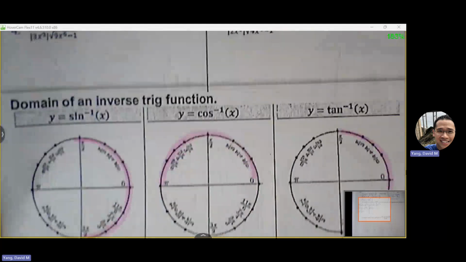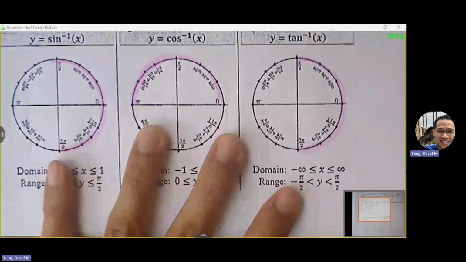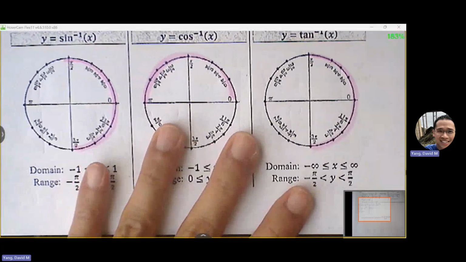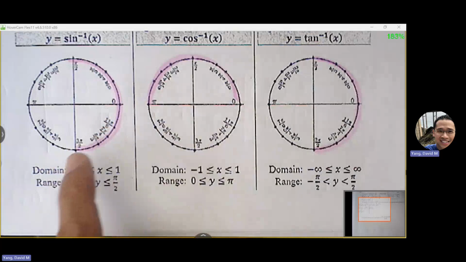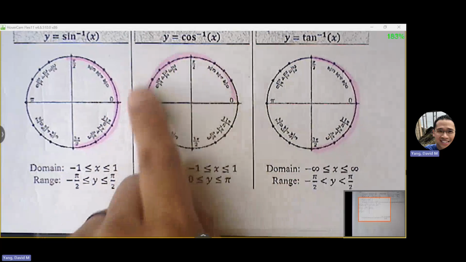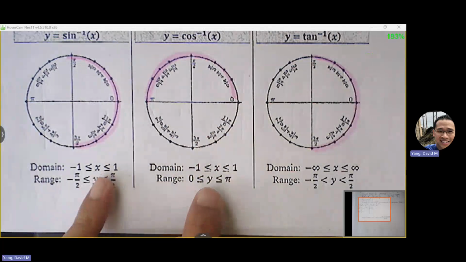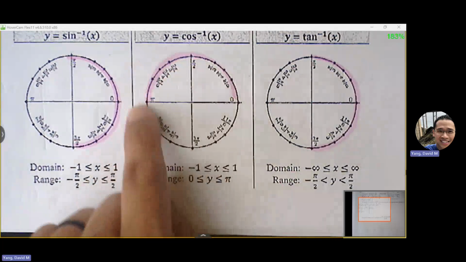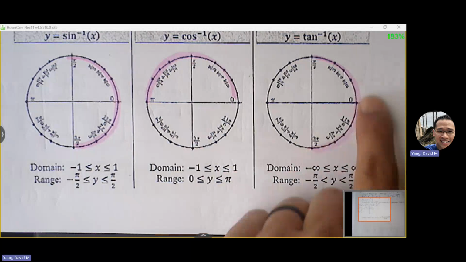Okay, and then domain of inverse functions. I think it's just good to know. I don't know if we're actually going to have to know this in heavy detail. But arcsine's range is from negative pi over 2 to pi over 2. Inverse cosine's domain, sorry, the range, is from 0 to pi, and then the range is from negative pi over 2 to pi over 2.